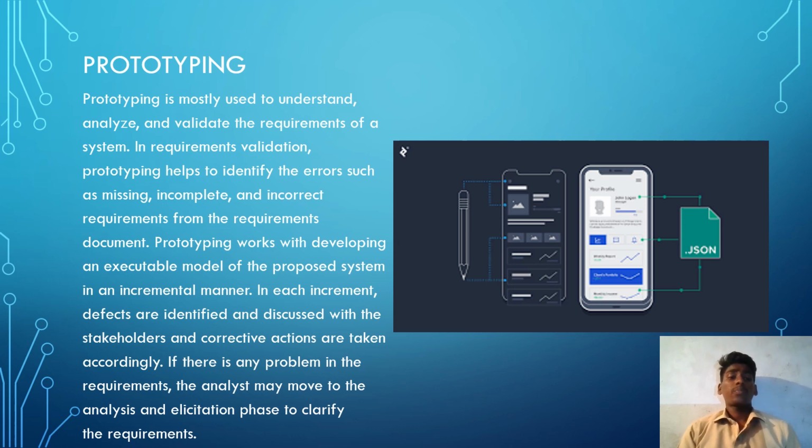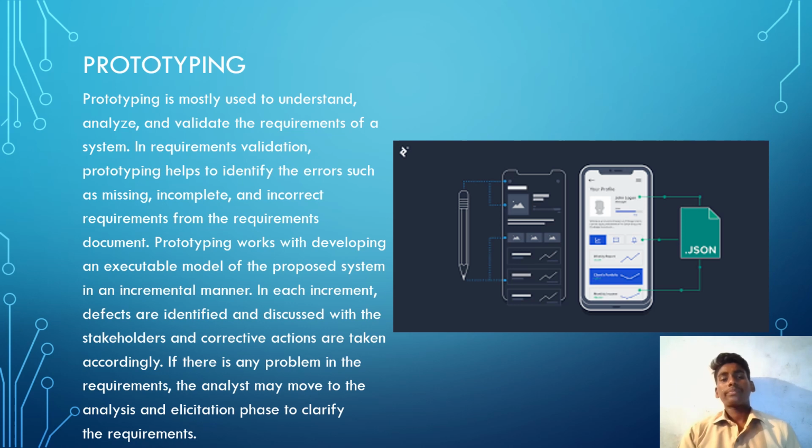And the other one is prototyping. Prototyping is most commonly used to understand, analyze, and validate the requirements of a system. In requirement validation, prototyping helps to identify the errors such as missing, incomplete, and incorrect requirements in the requirement document. Prototyping works with the development of an executable model of the proposed system in an incremental manner. In each increment, defects are identified and discussed with the stakeholders, and corrective actions are taken accordingly. If there is any problem in the requirements, the analyst may move to the analysis and elicitation phase to clarify the requirements.